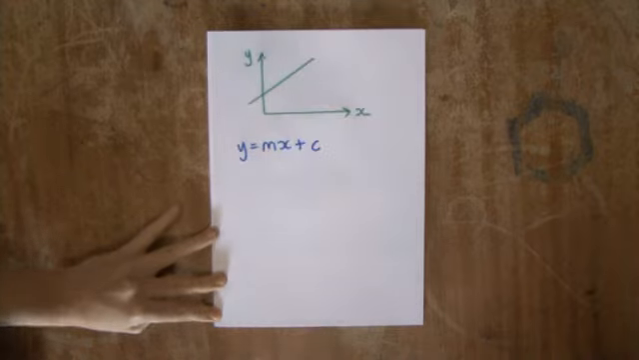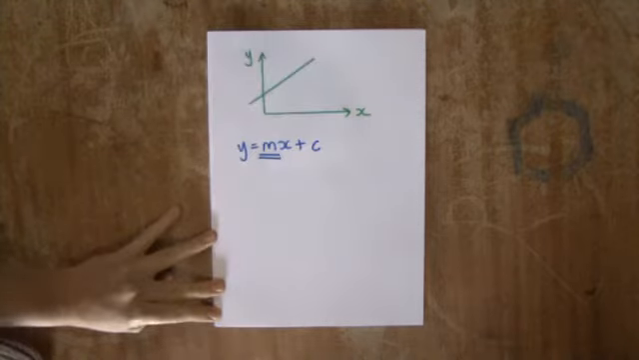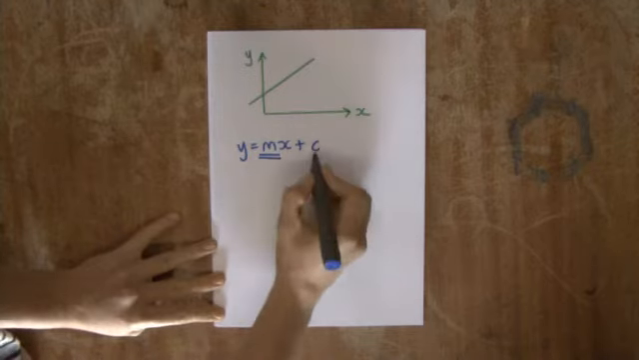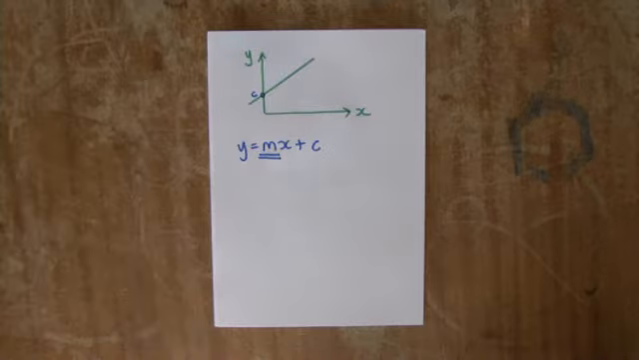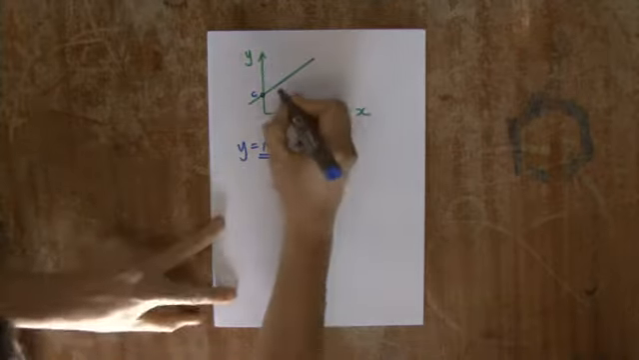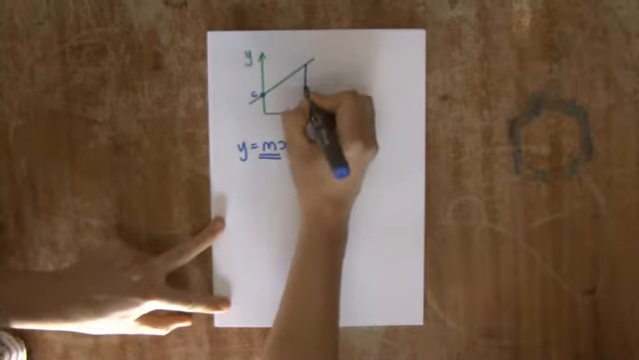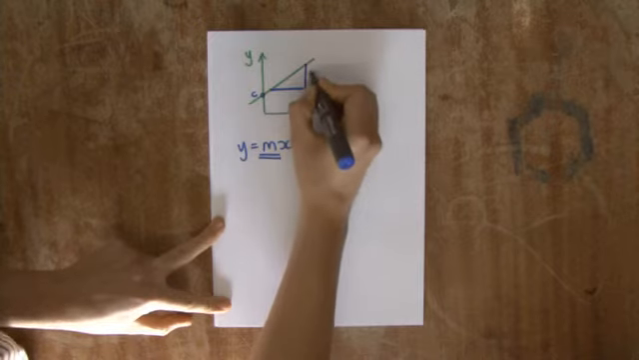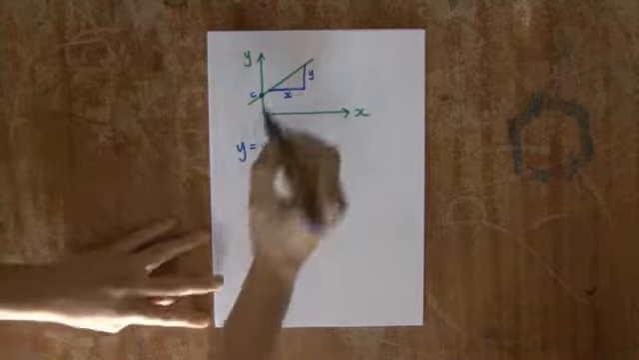The equation for the gradient of a line can be found from this, where m is the gradient, that's the thing that you want to find out, x and y refer to the axes, and c is this here, it's the intercept with the y-axis. Now what do we mean by gradient? Gradient is the slope of this line here, so the change in y over the change in x. So that's a change in y and that's a change in x.